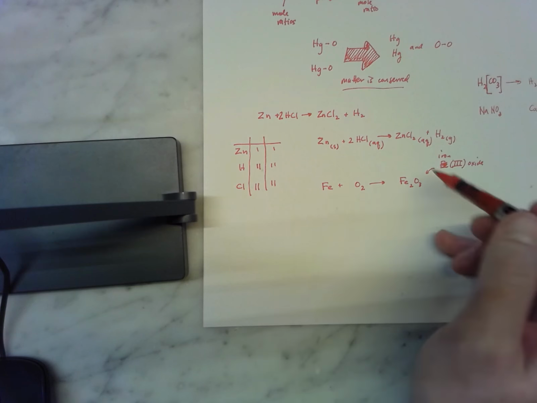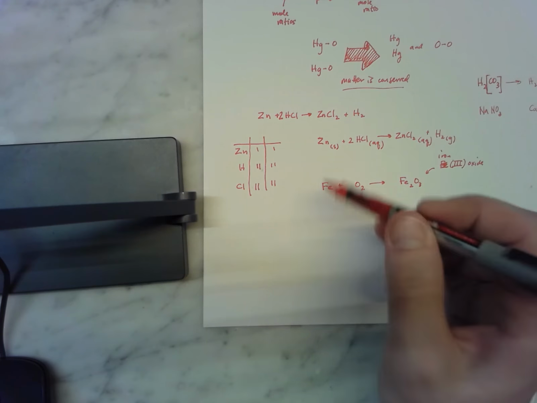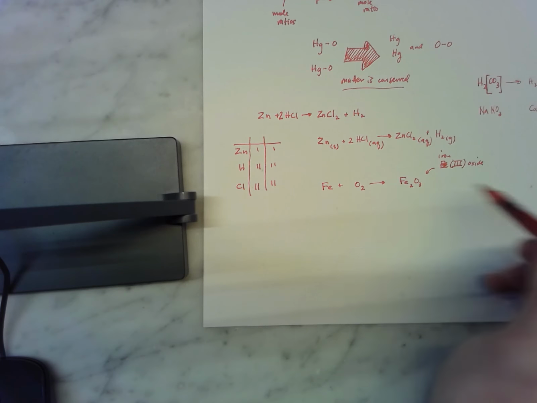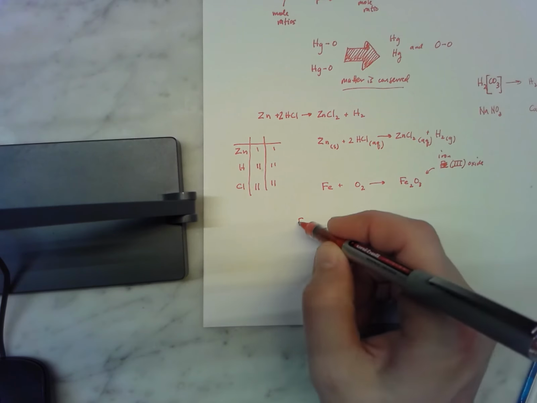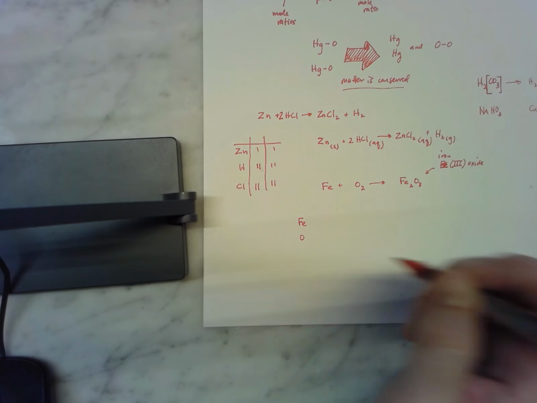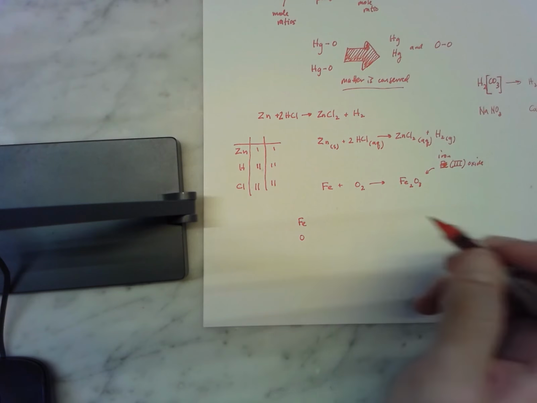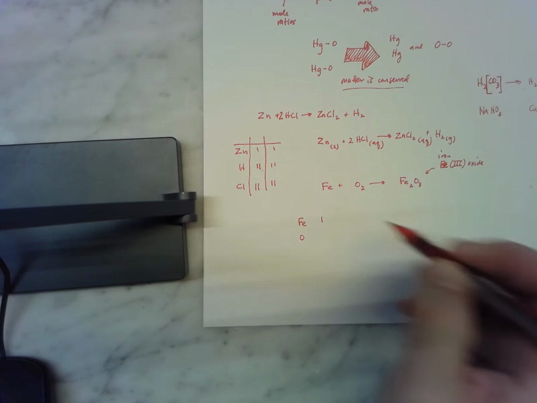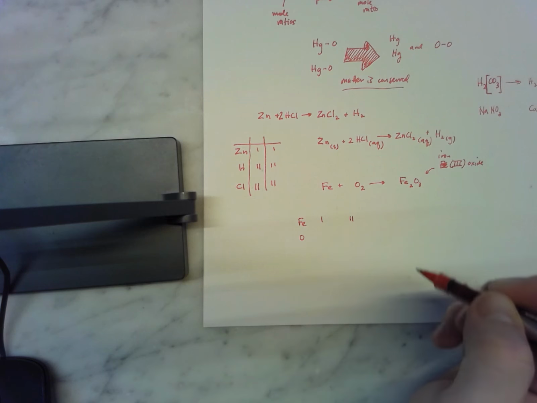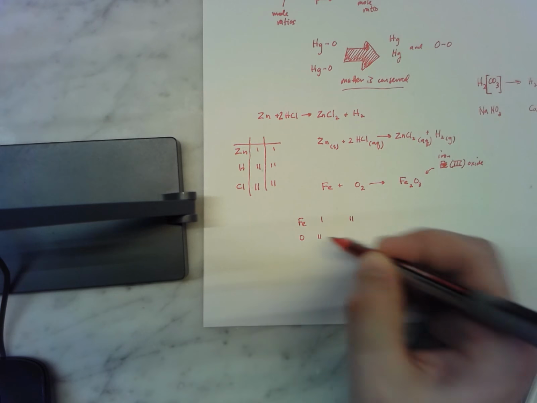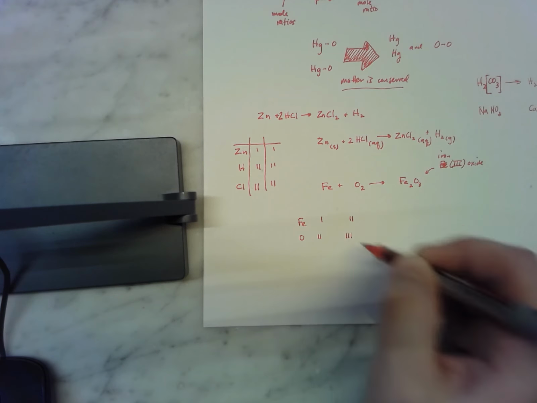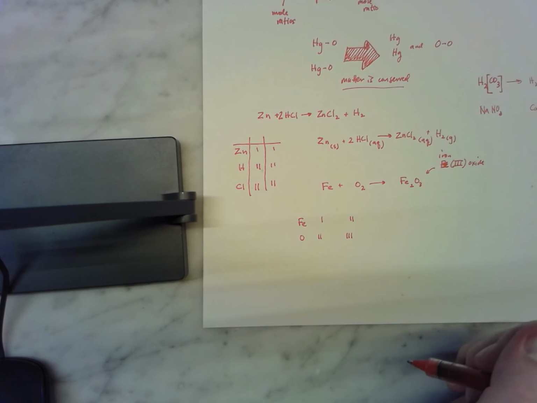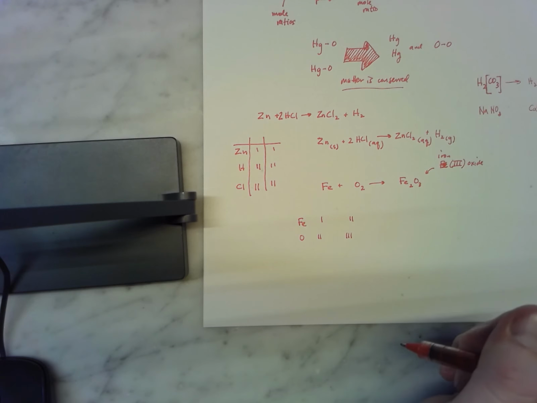You could be given a narrative and have to turn that into a balanced equation. All right, so what's wrong? I've got Fe, I've got O, and that's it. Okay, and what do I have? I've got 1 on this side, 2 on that side. Oxygen, I've got 2 on this side, and I've got 3 on this side. All right, let's just balance what we need to balance first.